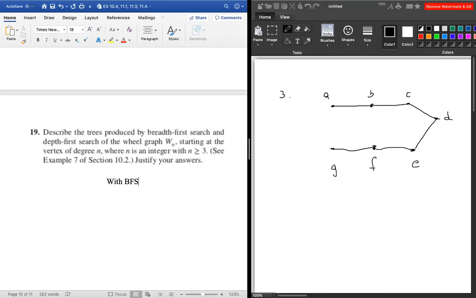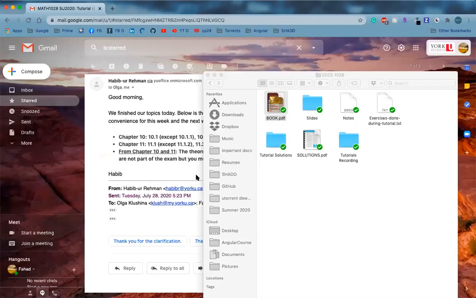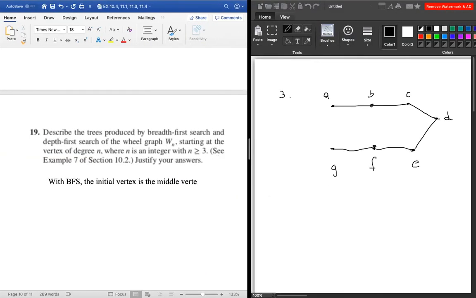So with BFS, the initial vertex is the middle vertex, and the n spots are added to the tree as this vertex is processed. Thus, the resulting tree is K.